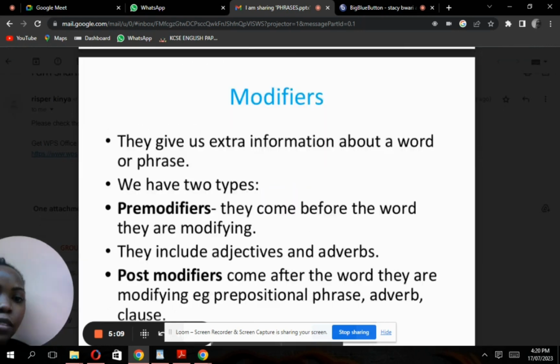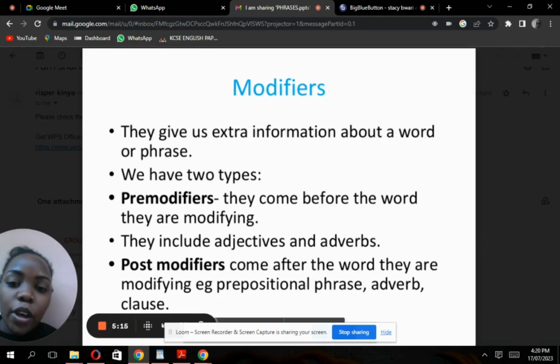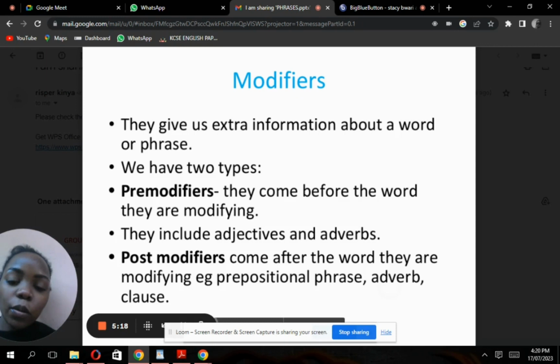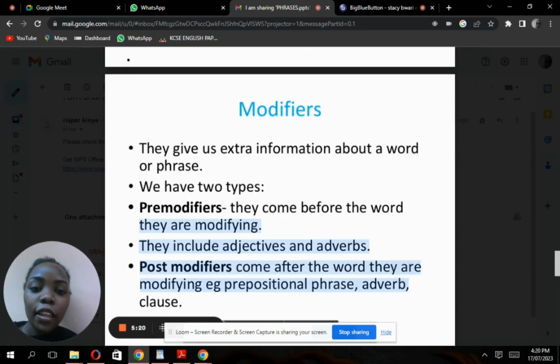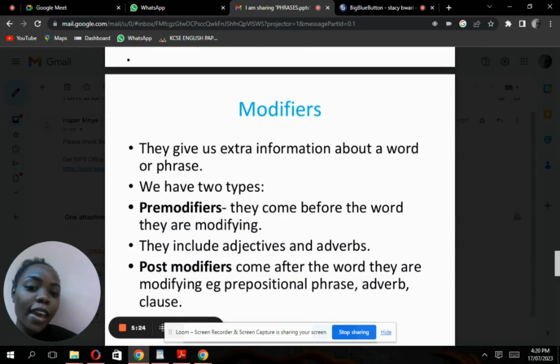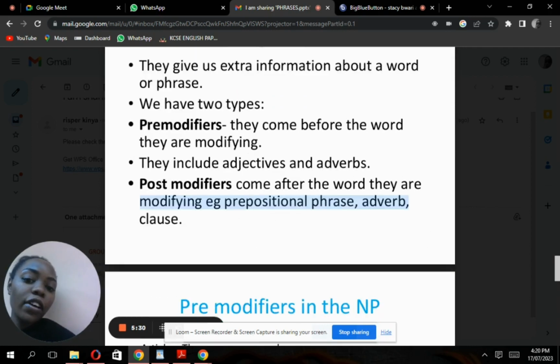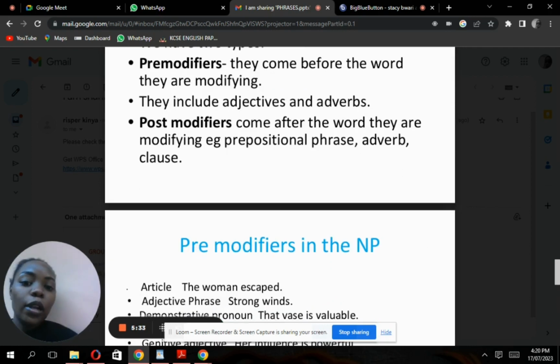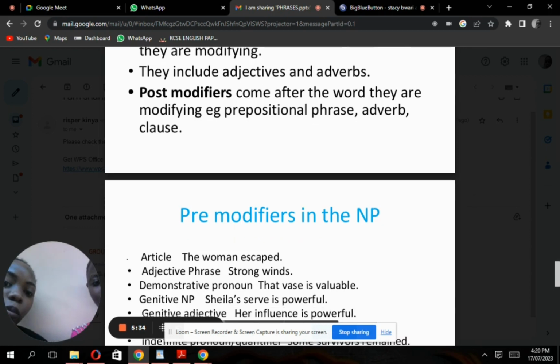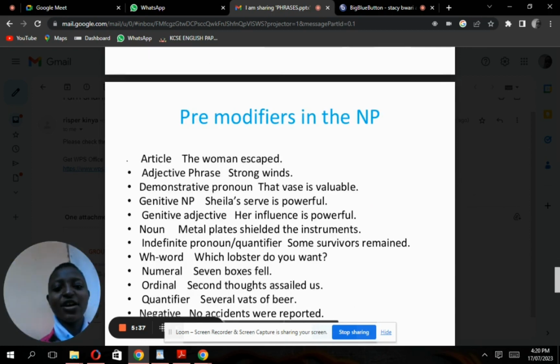Modifiers give us extra information about a word or a phrase. We have two types of modifiers. We have pre-modifiers. They come before the word that they are modifying. They include adjectives and adverbs. Post-modifiers come after the words that they are modifying, for example, prepositional phrases, adverbs, and clauses. Let Ricky explain pre-modifiers.